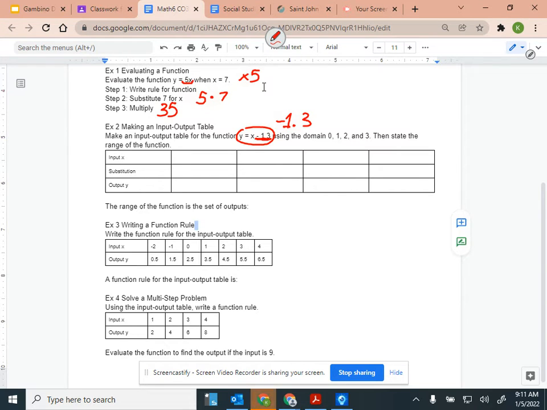So we're going to use the domain 0, 1, 2, and 3. What did we say the domain was? Look on your paper. What's the domain? Nick? The input value. The input. So where we have input, we're going to write our domain. 0, 1, 2, 3.